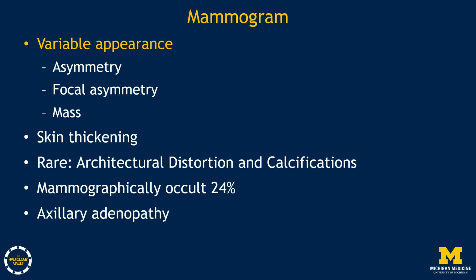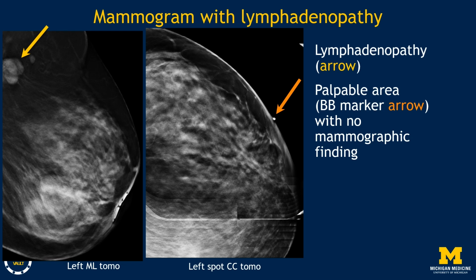On the mammogram, this is an example of a left MLO tomo and left spot CC tomo. You could see with the yellow arrow, there's lymphadenopathy in the axilla. With the orange arrow, there's a BB marker placed at the skin with no mammographic finding due to the breast density.